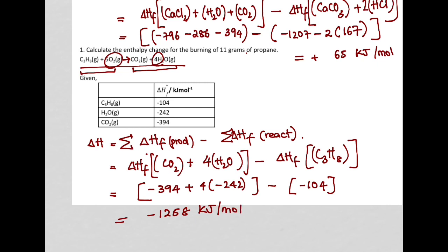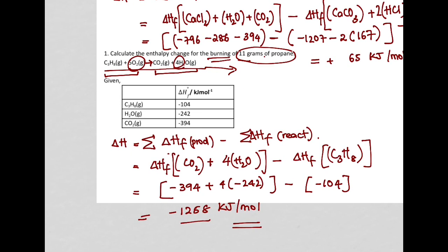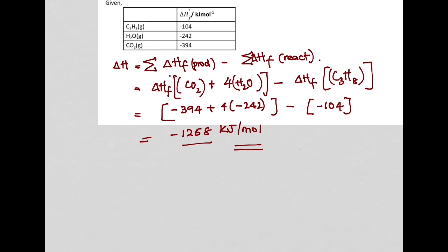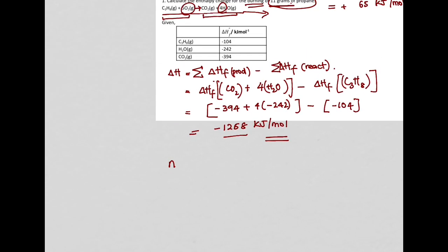Now you have to be very careful. So this looks okay. It's an exothermic reaction, burning. But you have to be very careful. It's asking you enthalpy change, not for this reaction, but for 11 grams of propane. And when we calculated, this is for 1 mole of propane. So we need to find the number of moles of propane in 11 grams. So number of moles of propane. Propane is C3H8. So number of moles will be mass divided by MR.